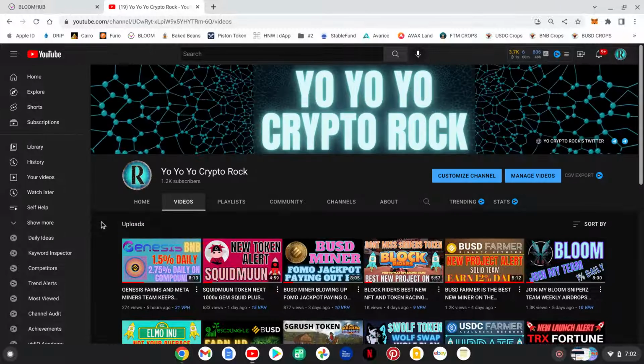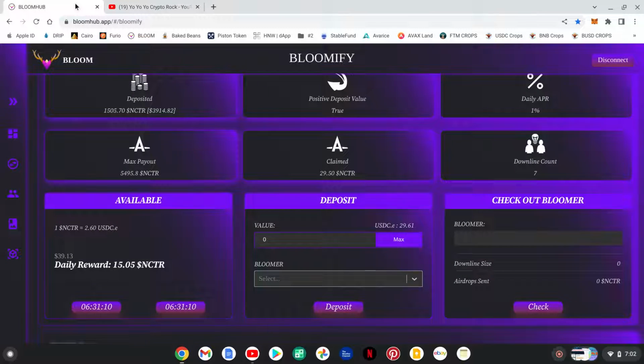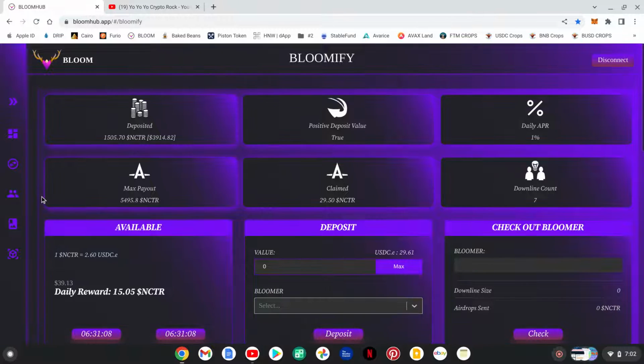All right, so let's jump back over here to Bloom. So everything is set up nice. This is your deposited area. This is your positive deposit value. Everyone who joins the team will be at 1% daily, your max payout, how much you have claimed, and right now I have 7 people on the team.